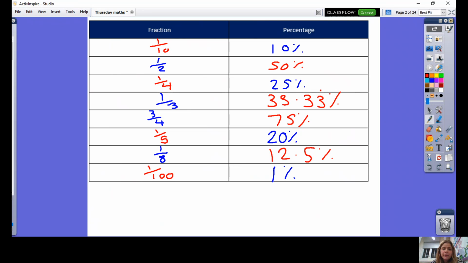Okay, so these are the conversions. 1/2 is 50%, 1/4 is 25%, 1/3 is 33.3333333%. We call that 33.3 recurring with the dot above the 3. 3/4 is 75%, 1/5 is 20%, 1/8, remember that's a slightly trickier one, that's 12.5%, and 1/100 is 1%.